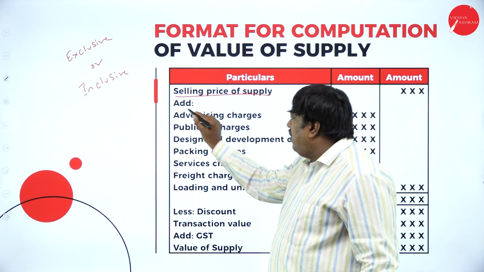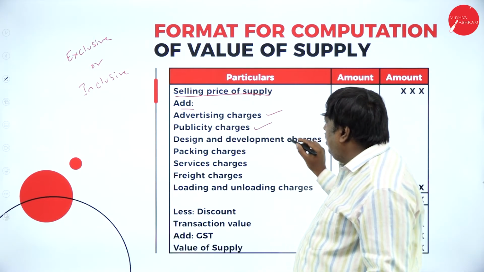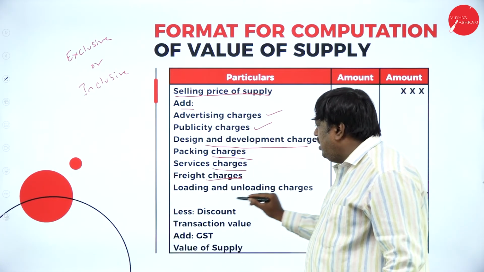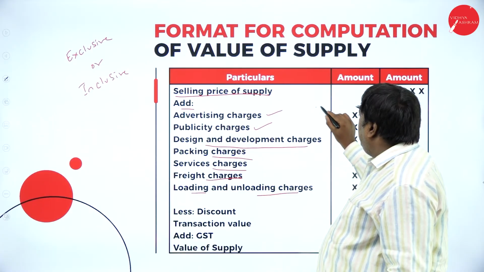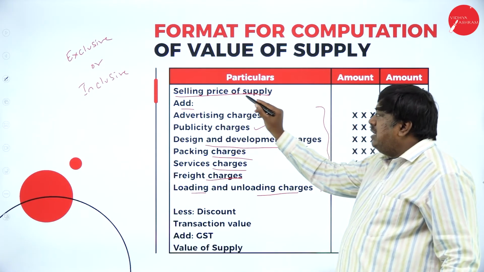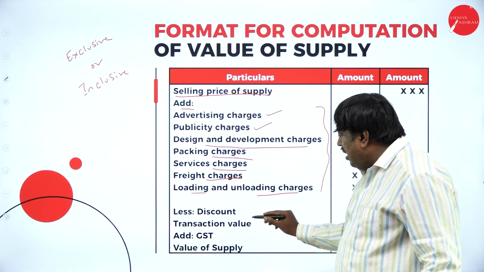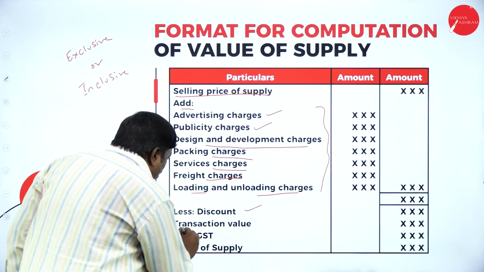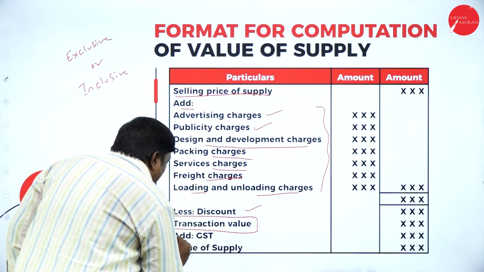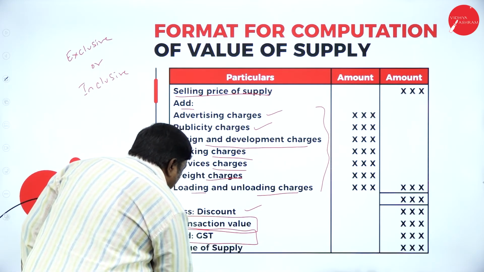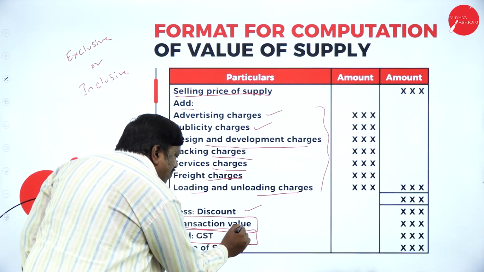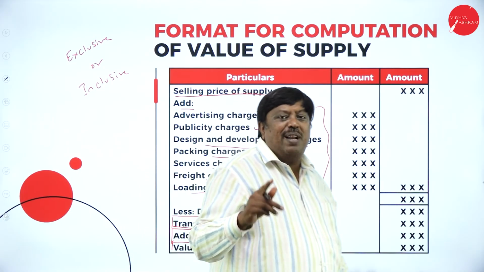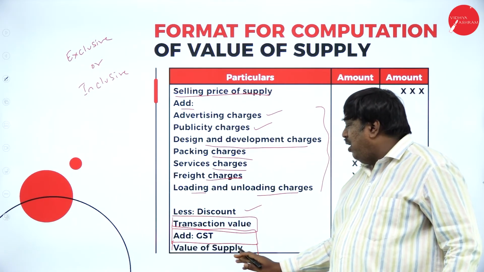Next, we have to add advertising charges, publicity charges, design and development charges, packing charges, service charges, freight charges, loading and unloading charges. These amounts should be added to the selling price of supply, and we have to deduct the discount. Then we get the actual transaction value. On transaction value, I have to calculate GST. So GST will be added to the transaction value. Transaction value plus GST is called value of supply.